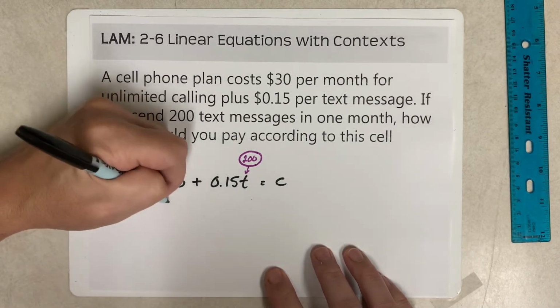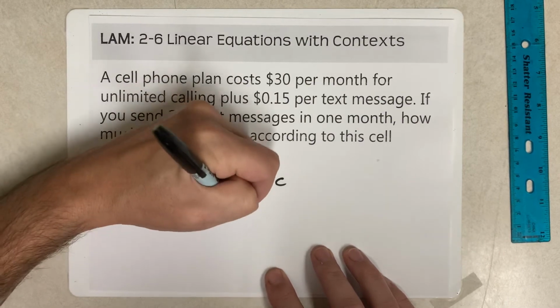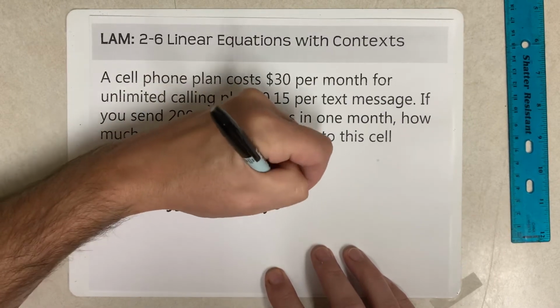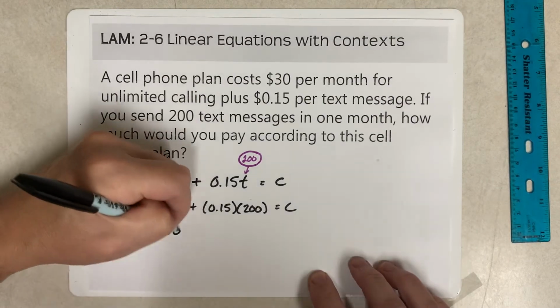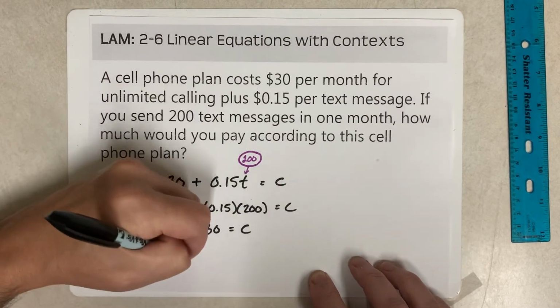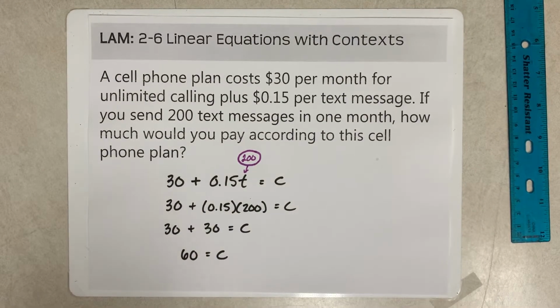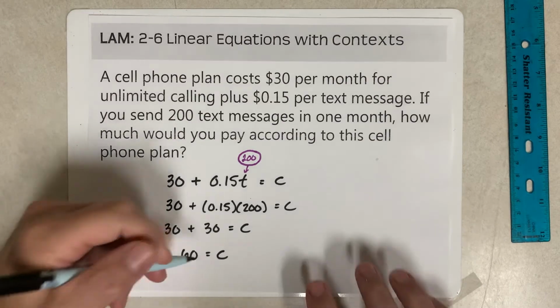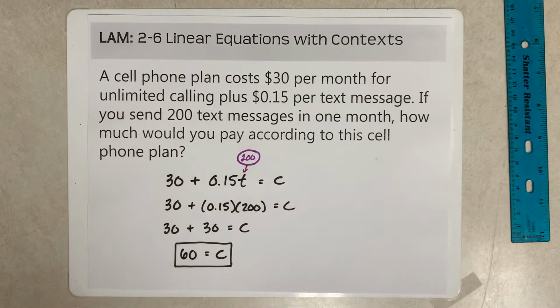So I've got 30 plus 0.15 times 200 is equal to C. Now I have to figure out what 0.15 times 200 is, and that's going to be 30. So 30 plus 30 equals C. It looks like I'm going to have $60 for the cost of that cell phone plan if I send 200 text messages. So we'll box that in. And that's our final answer for that one.